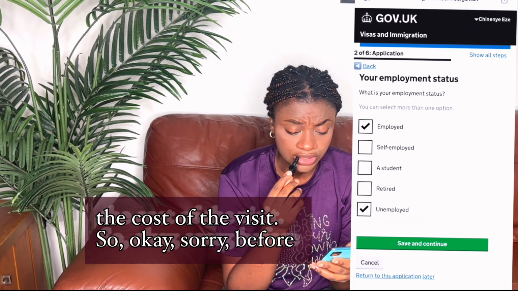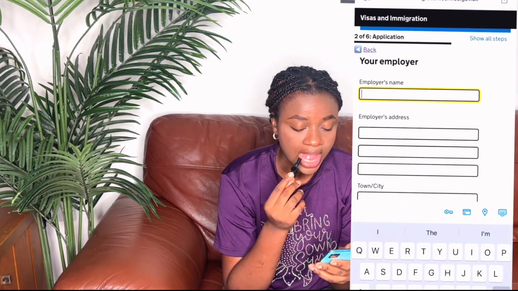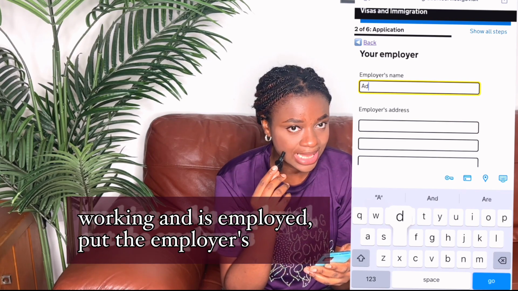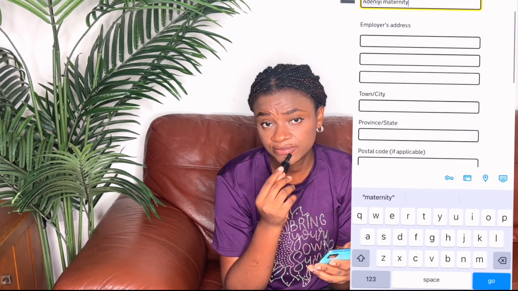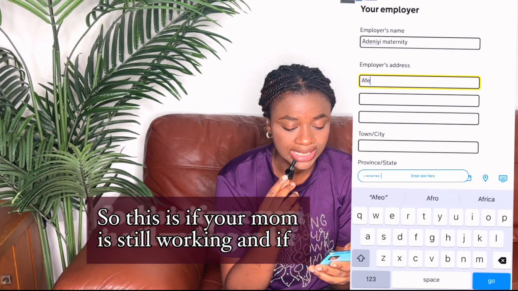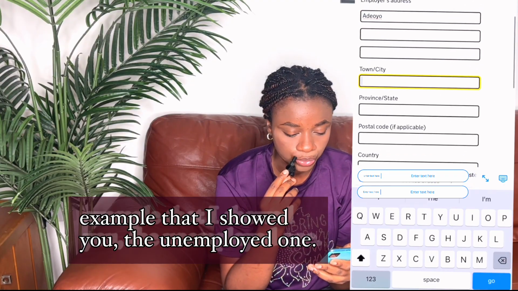Okay, sorry, before the cost of the visit, I went back to the employment status example. If your mom is, for instance, still working and is employed, put the employer's name, the employer's address and the employer's phone number. Put all of the details correctly. This is if your mom is still working, and if your mom is not working, that's the other example that I showed you, the unemployed one.